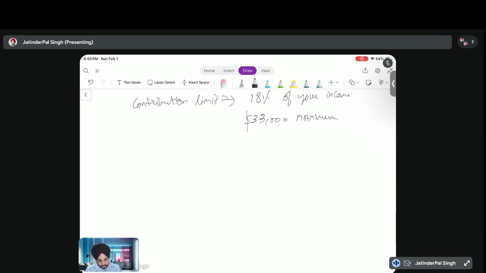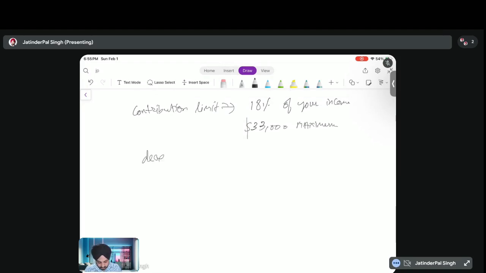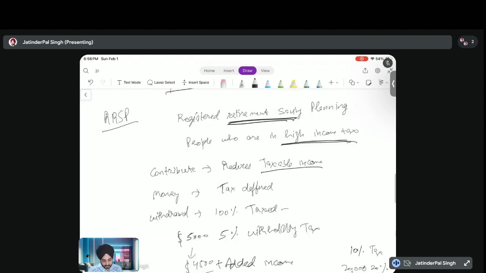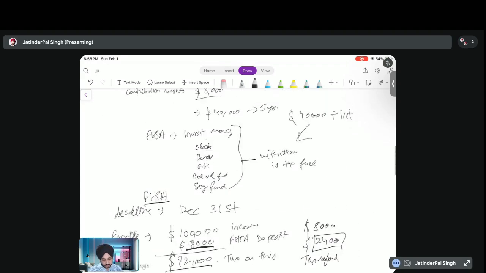Then the deadline is March 1st. So before March 1st you have to put money inside this RRSP account, then only you will get the benefit. And again, you can deposit money inside RRSP, and it will again be invested further. Invested in what? It will be invested again in stocks, bonds, GICs, mutual funds, and segregated funds.